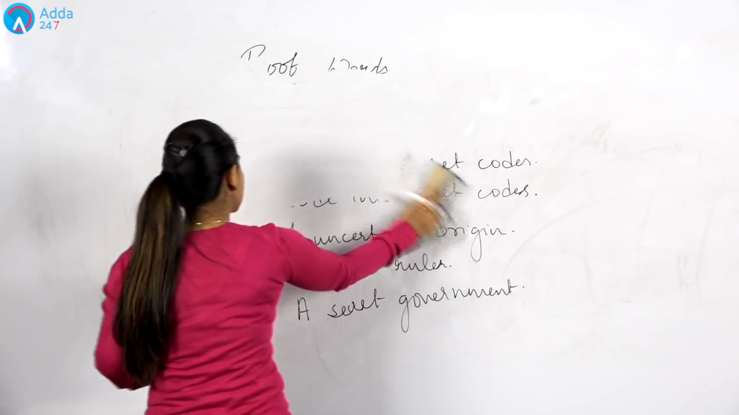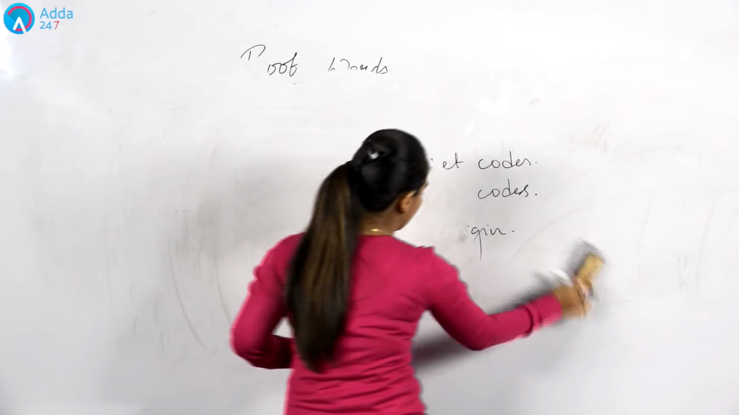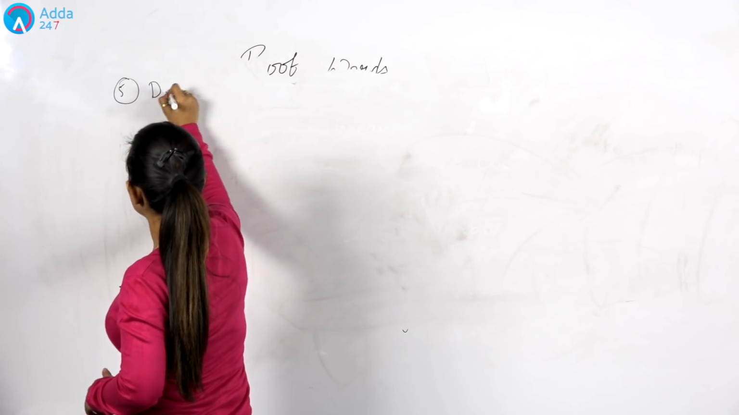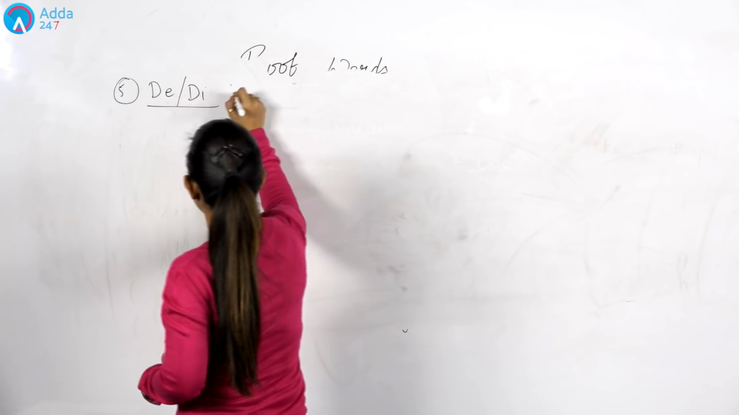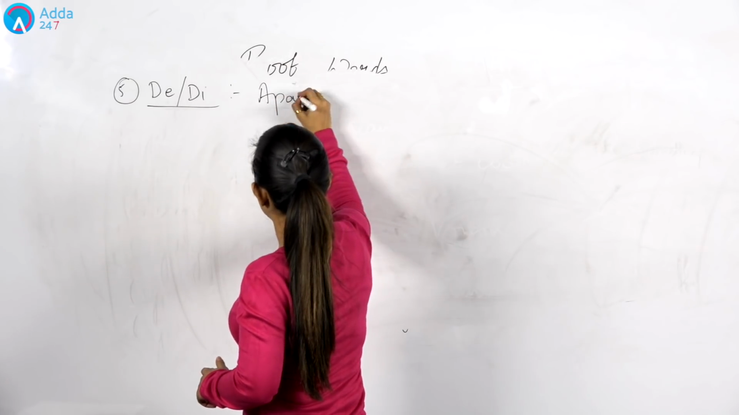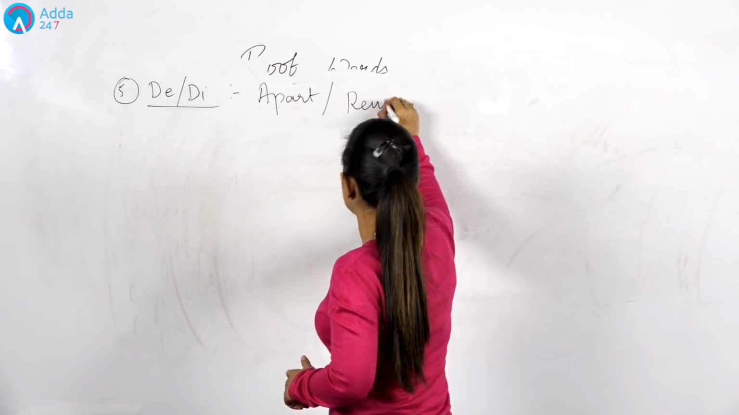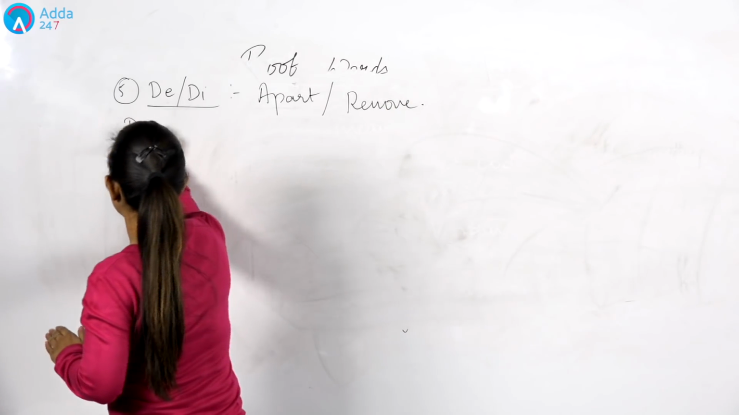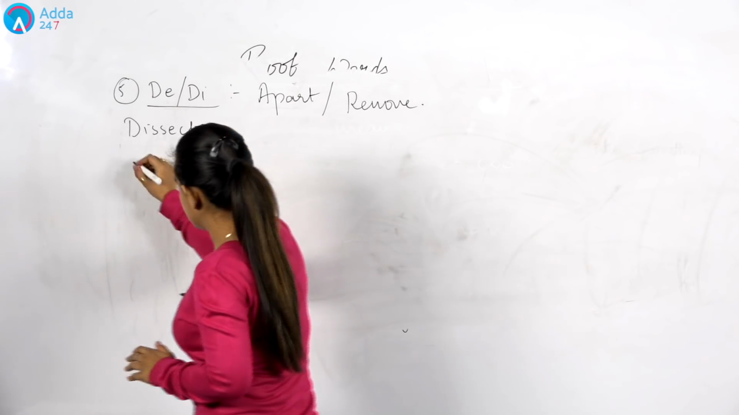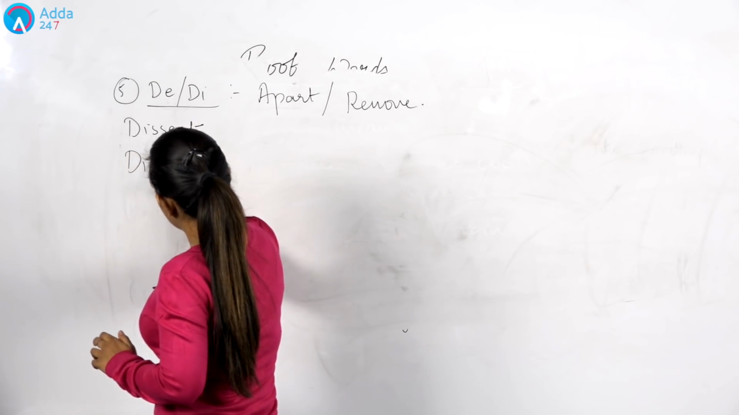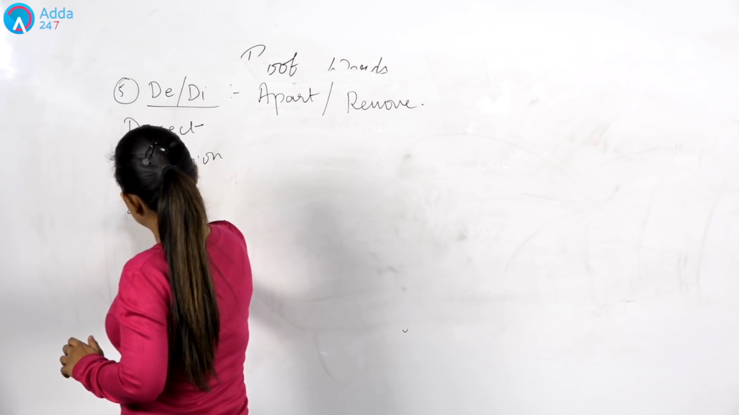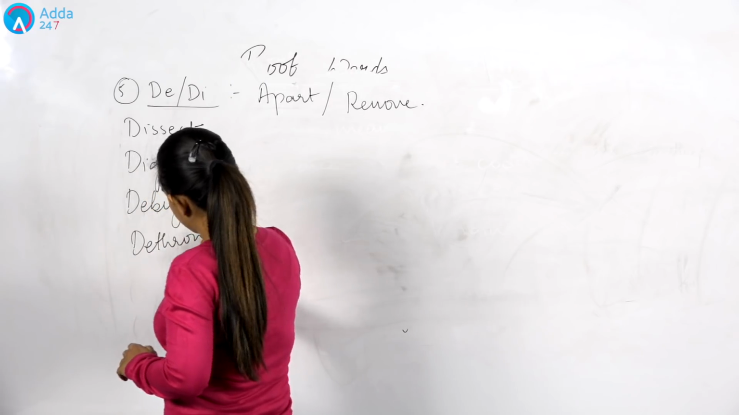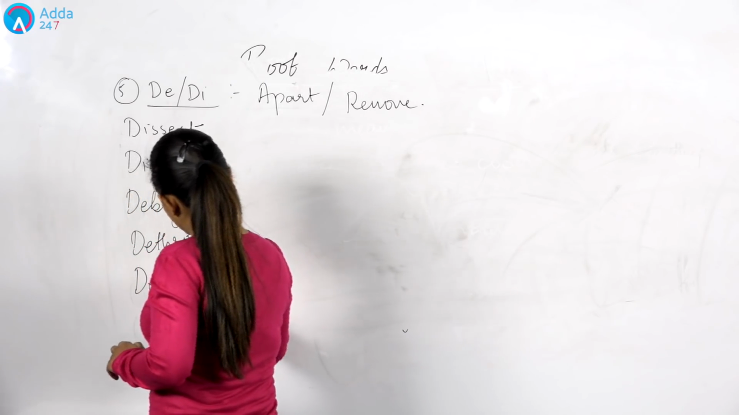Now let's move on to the last root word of today. We have already learned crypt, con, call, spect, navig. Now the last root word for today is DE or DI. Whenever we write this, it means apart, separation of something, removal of something. For example, dissect, digression, debug, dethrone, decelerate.